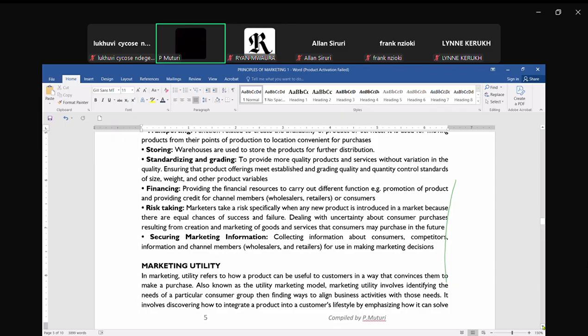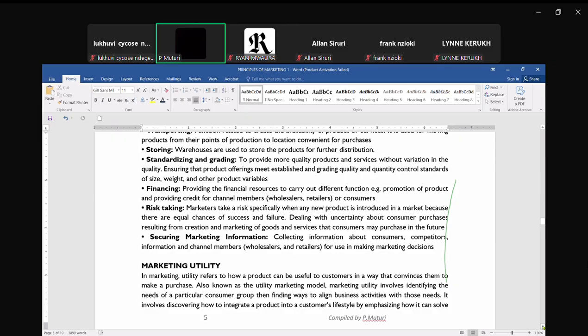So it's a work of marketing also to ensure that the products reaching the consumers or the customers are of good standard or good quality. So ensure that products meet the established grading, quality and quantity controls as well. Size, weight, measures, and all that. When you talk about size, weight, and other product variables, that is why every product must be stated. How much does it weigh? 500 grams, that it must really be 500 grams.